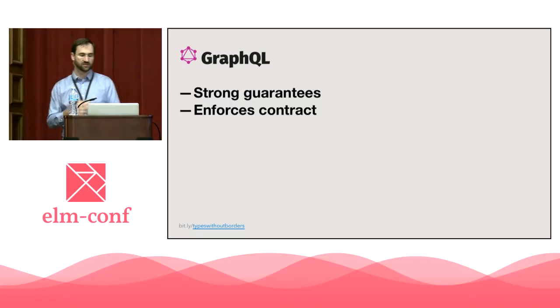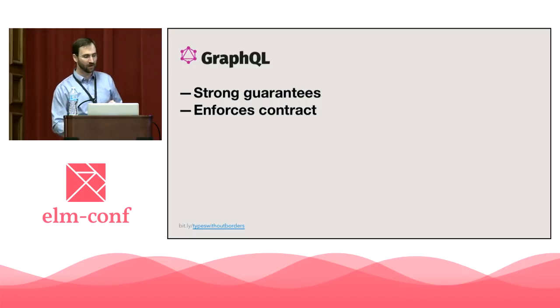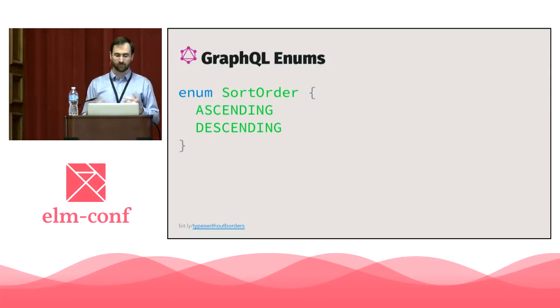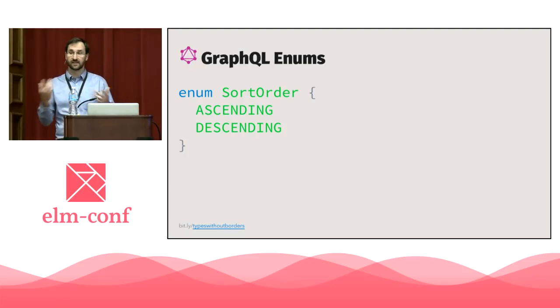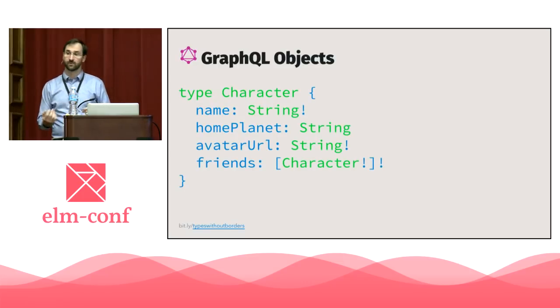You get some pretty cool guarantees coming from the fact that the framework is enforcing them for you, based on the schema that you specify to describe the types in your API. And it's got a pretty robust type system. For example, in GraphQL, you can represent enums, like this sort order, which is either ascending or descending. That's pretty neat. You can represent objects.